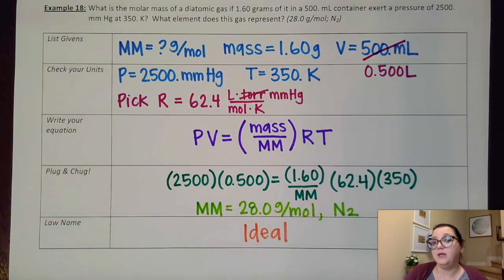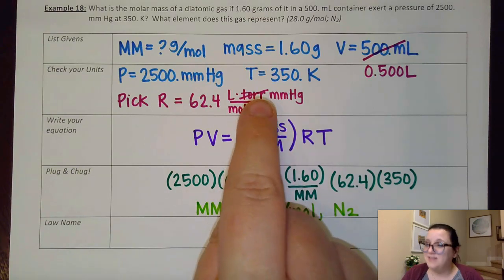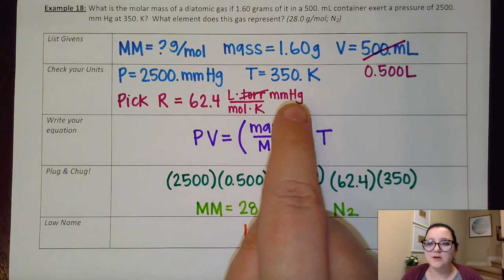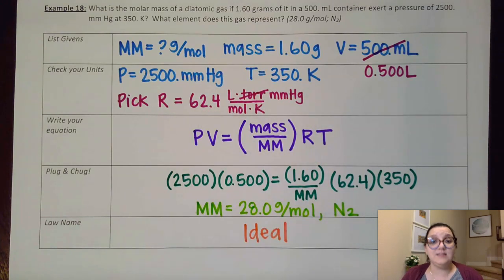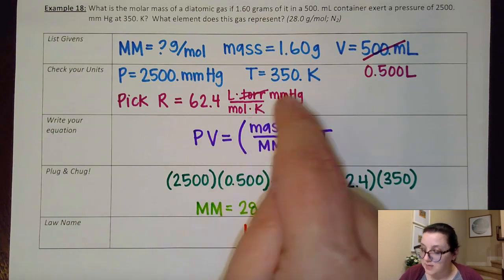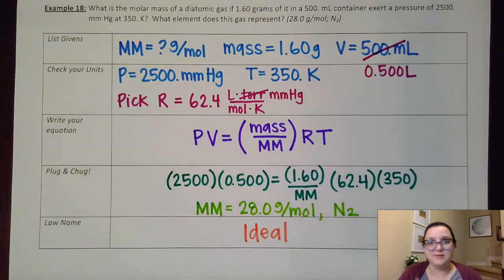I did need to pick an R value. As a reminder, torr is the same thing as millimeters of mercury, so I picked that 62.4 to make that match up. Now, you'll notice that the temperature was already in a good unit here. That doesn't happen all that often, but that was convenient. But I did have to convert the volume to liters. So again, we see 0.5 liters being used there.